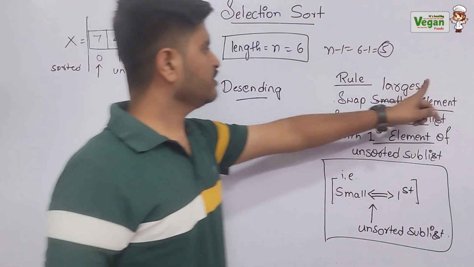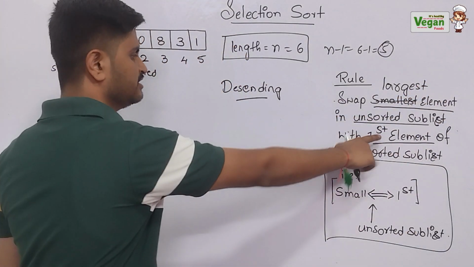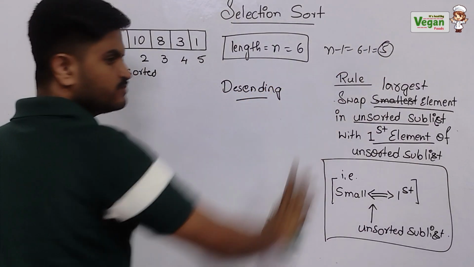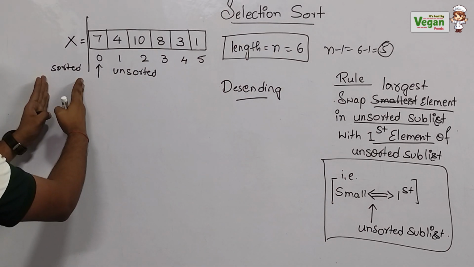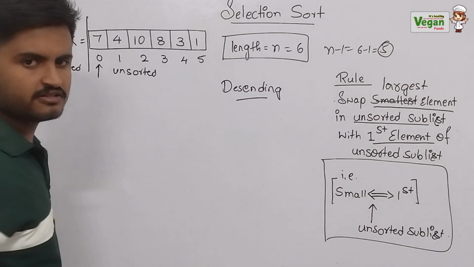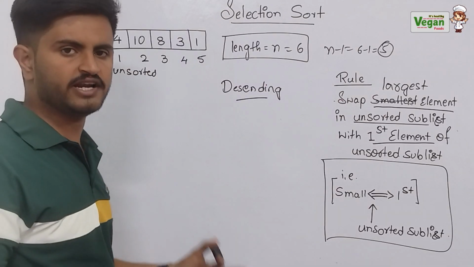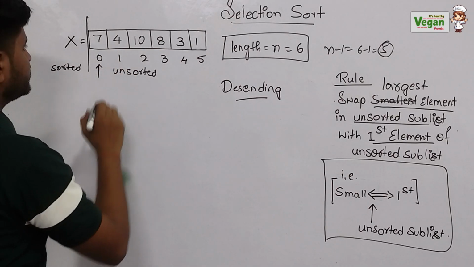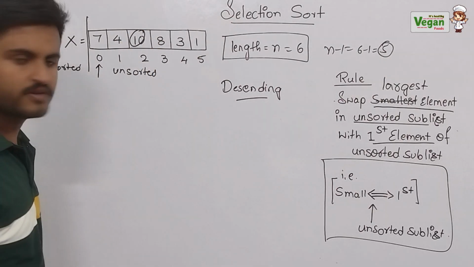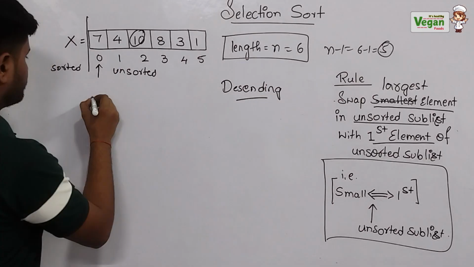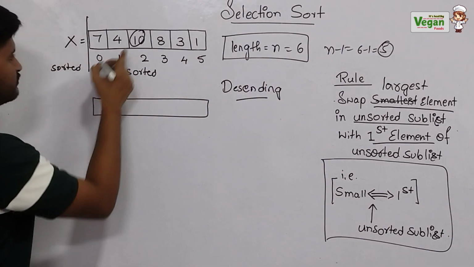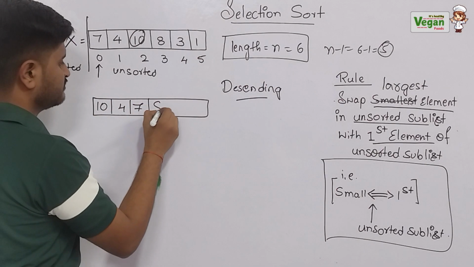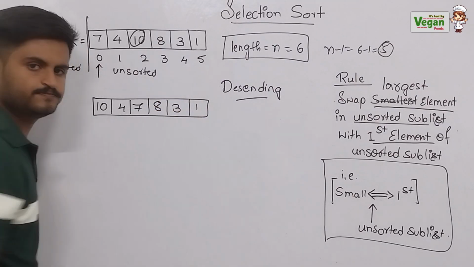So what will we be doing? We will be taking the largest element and swapping it with the first element of the unsorted sublist. Same funda, the same number of steps will be used, and sorted will be here and unsorted here. All the elements at the starting will be considered as the unsorted sublist. Now, find the largest element in the unsorted sublist. The largest element is 10 and the first element is 7. Swap both of them. If you swap, 10 will replace 7, 4 will be the same, 7 will be at 10's place, 8, 3 and 1.